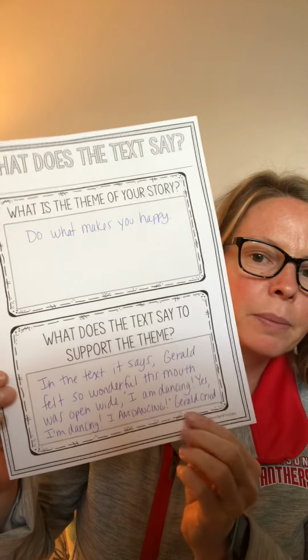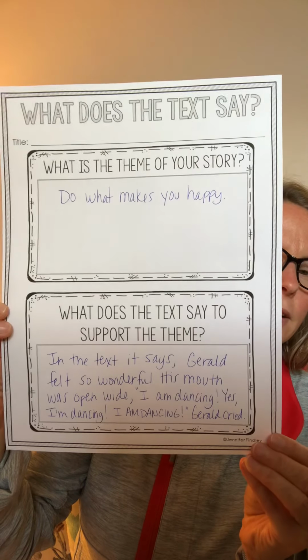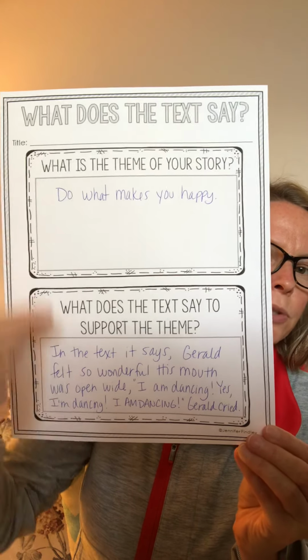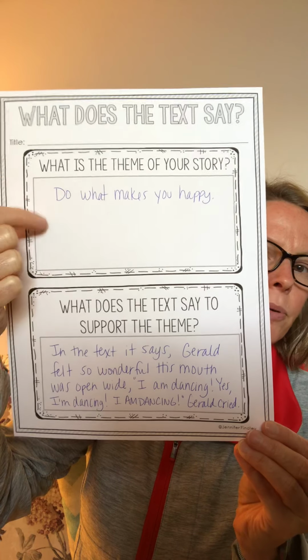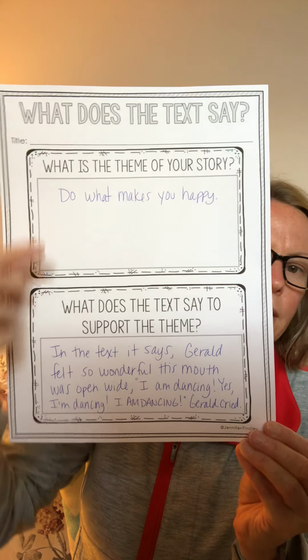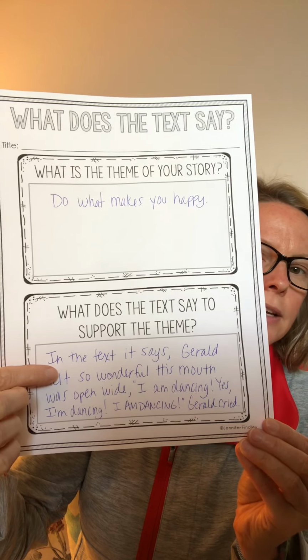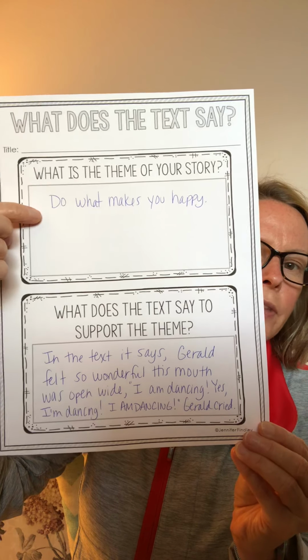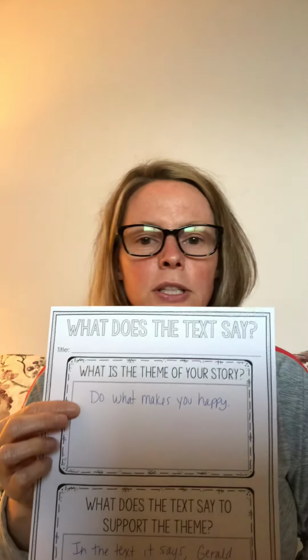And the support you probably can't read too closely, so I'm going to go ahead and turn it. It says, in the text, Gerald felt so wonderful, his mouth was open wide. I am dancing, yes, I'm dancing, I am dancing, Gerald cried. So this would be a graphic organizer that I would use to prove my theme. I would come up with what I think the message the author wanted me to walk away with, and proof of that. And so if you look at this and you think of the theme as do what makes you happy, this could apply to so much in life.